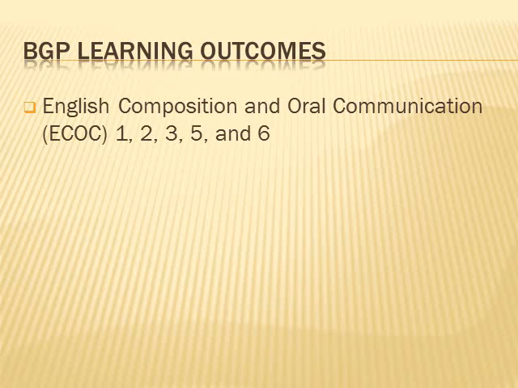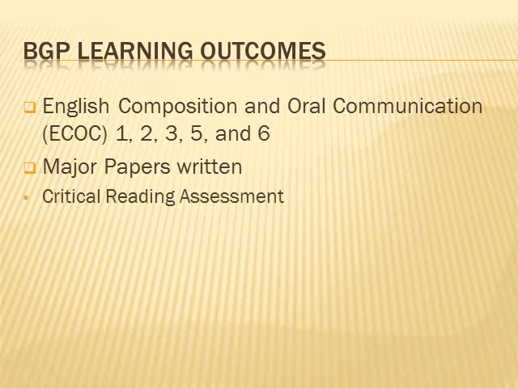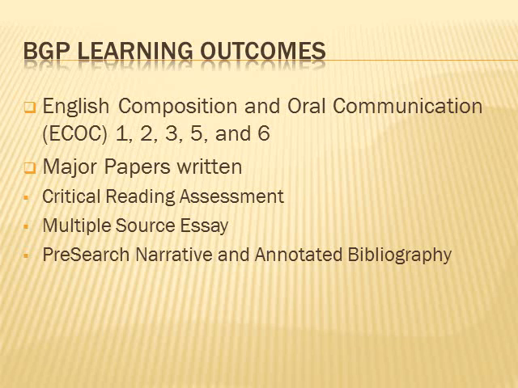BGSU learning outcomes are expectations that are expected to be met while taking a course at Bowling Green. The expectations for this course were English Composition and Oral Communications, also known as ECOC 1, 2, 3, 4, 5, and 6. Some of the major papers written this semester were Critical Reading Assessment, Multiple Source Essay, Pre-Search Narrative and Annotated Bibliography, and Synthesized Supported Argument Paper.